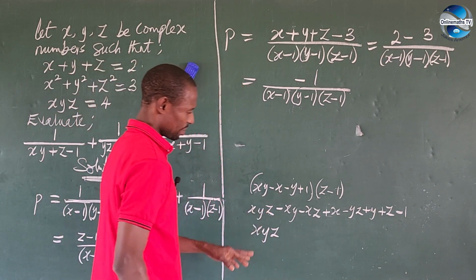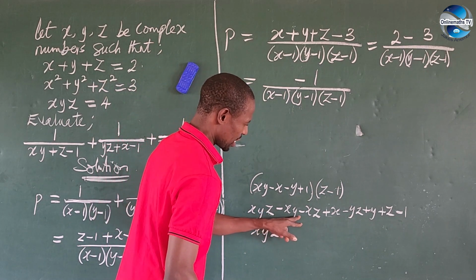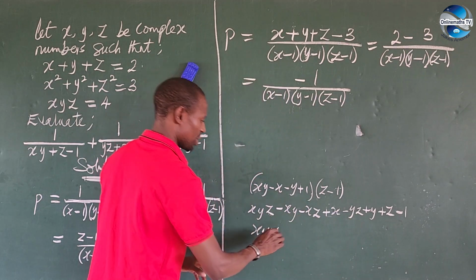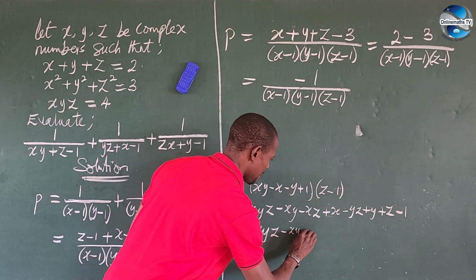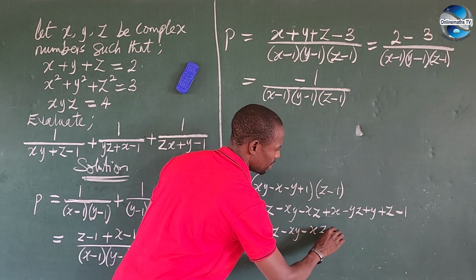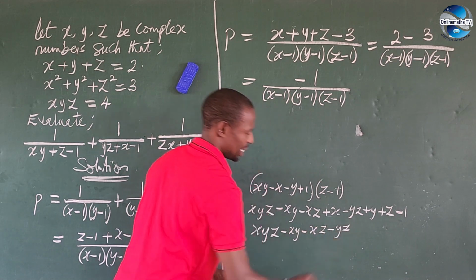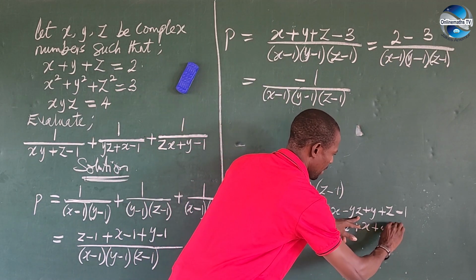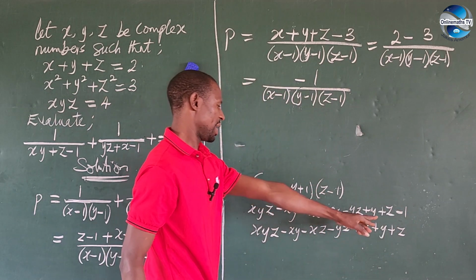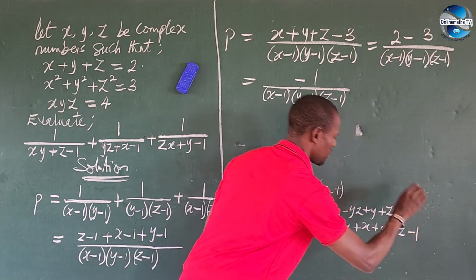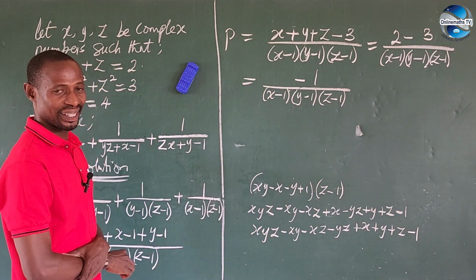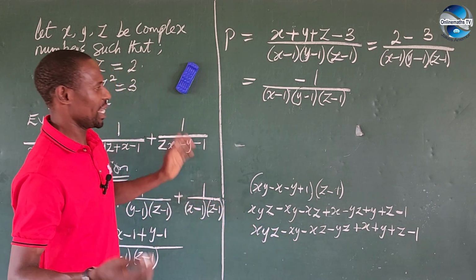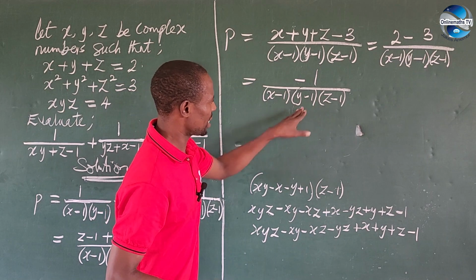No. Now, let's put our term xyz, because that is the only term carrying xyz. Then, when I look at this, we're having minus xy, minus xz, and minus yz. So let's bring those terms here now: minus xy, minus xz, minus yz. And here we are having plus x, plus y, plus z. On this side, we now have minus 1. Any confusion?